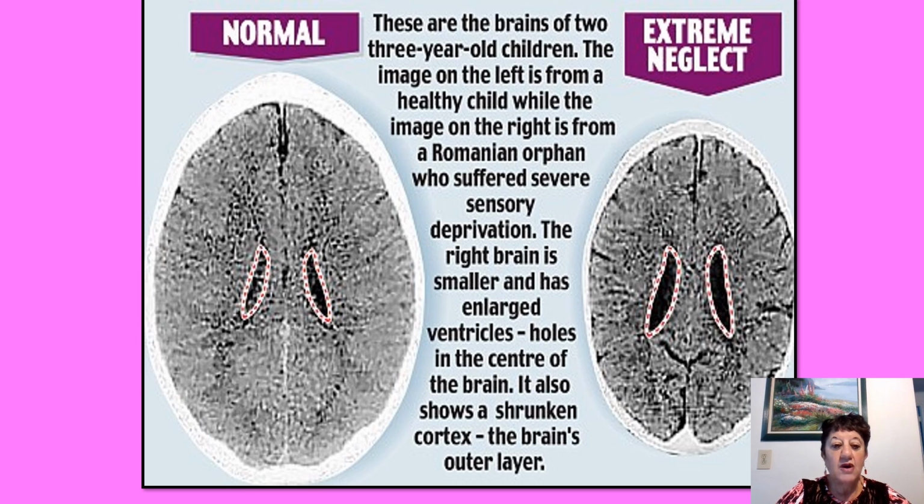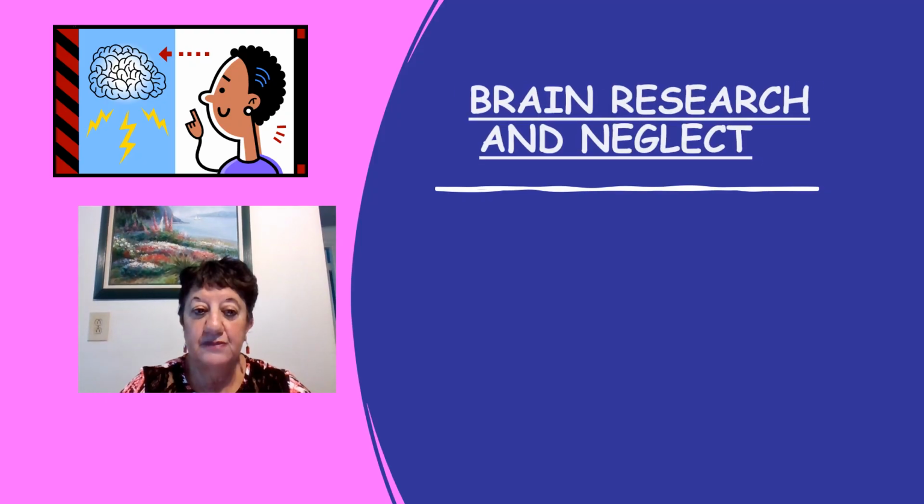I just thought this was an interesting visual of two brains of 3-year-old children. The one on the left is normal. The one on the right is extreme deprivation. So it does affect children's brains. We are now finding that some of that can be reversed, though not all. It depends on how young the child was when the neglect or abuse started and how long it went on. So I thought that this was an interesting visual.